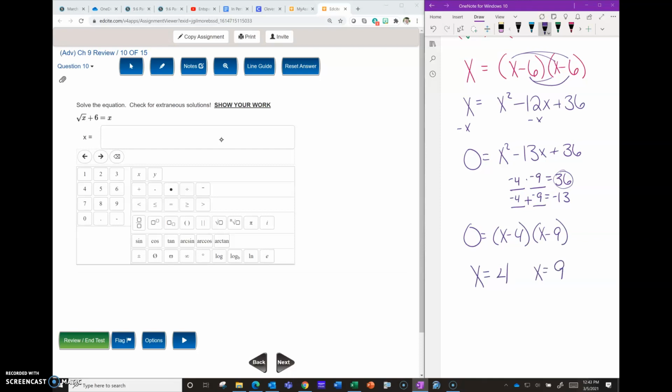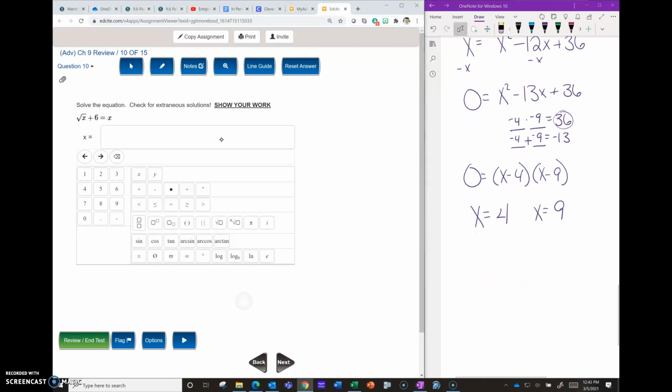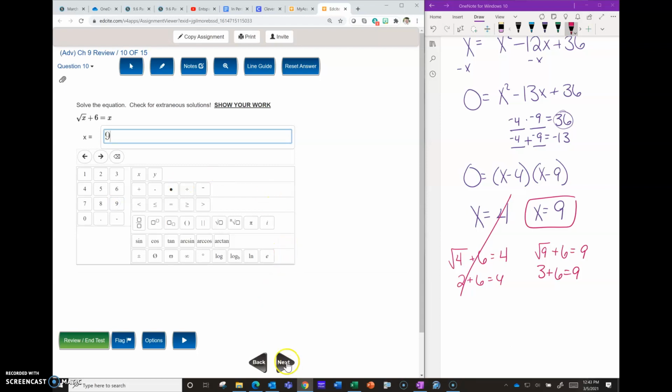But you might notice that on this problem, there's only one place to enter an answer. So we need to make sure we check these. When you have two answers, definitely check them in the original problem. So we're checking them back in this original problem. So we have square root of 4 plus 6 needs to equal 4. Does 2 plus 6 equal 4? No, it does not. You probably now can just say 9 is your answer, but just to make sure that the answer isn't no solutions, square root of 9 plus 6 needs to equal 9. That checks out. So our answer is x equals 9.